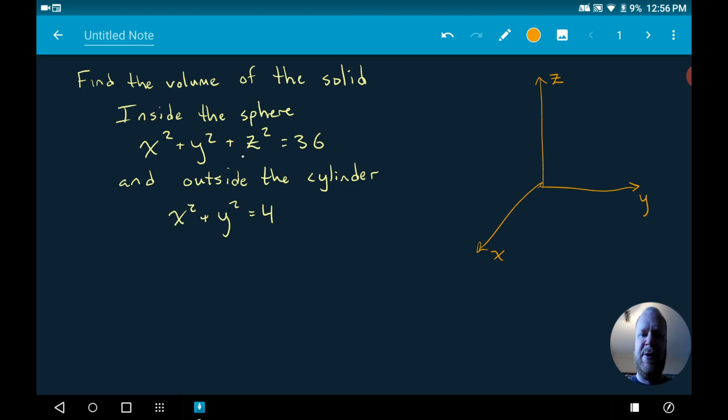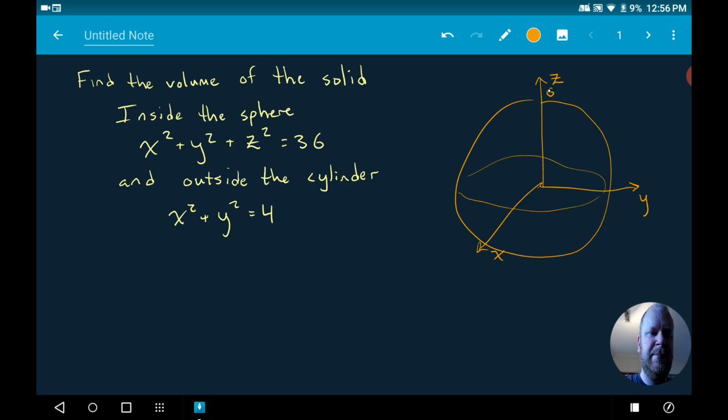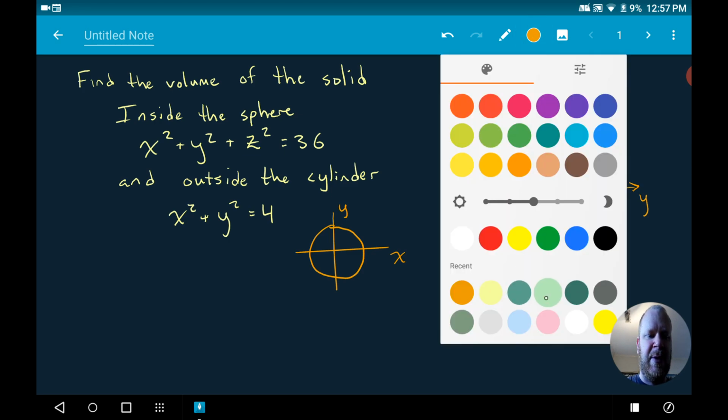So let's see, this sphere has a rho value. So x squared plus y squared plus z squared is equal to the radius, rho squared. So we have a sphere of radius 6. So put a little 6 there. And it's going to be inside that sphere, and it'll be outside the cylinder x squared plus y squared equals 4. And if I look at this from the top-down view, then x squared plus y squared equals 4 is this circle, radius 2.